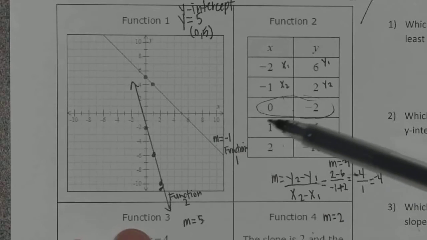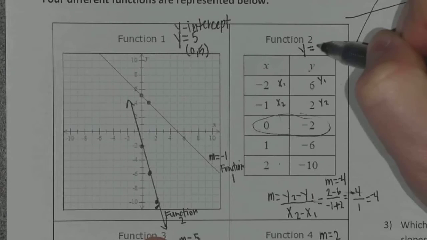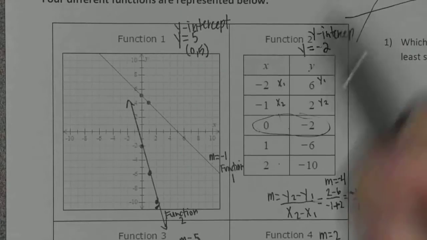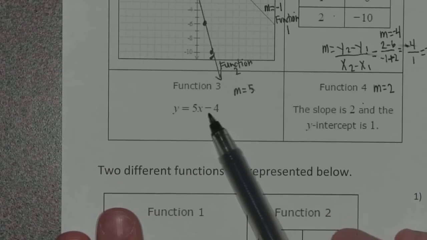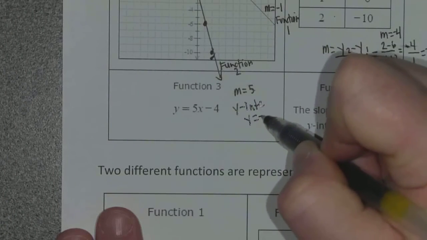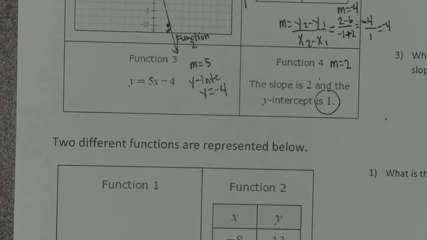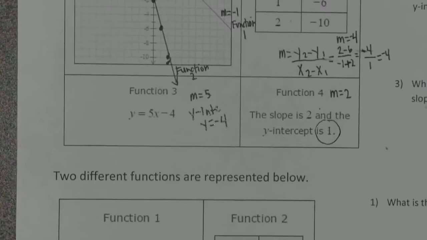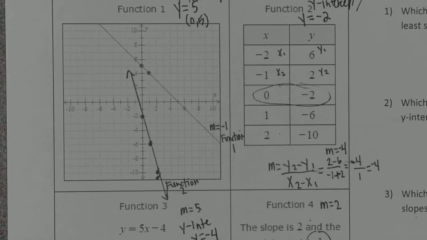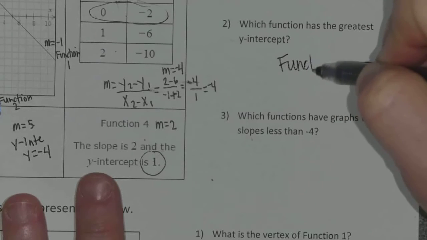But you can always tell where your x is 0 is your y-intercept. So this function's intercept is at y equals -2 for my y-intercept. Does anybody know what this graph's y-intercept is? Yeah, it's y equals -4. And then this one says it's 1. So it says, which function has the greatest y-intercept? Which one had the biggest number for its y-intercept? Function 1. Okay, so you would say function 1.